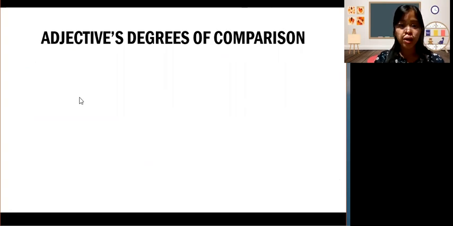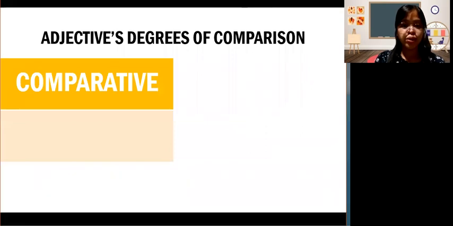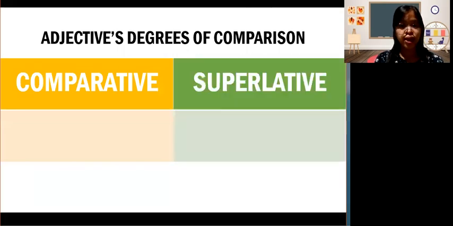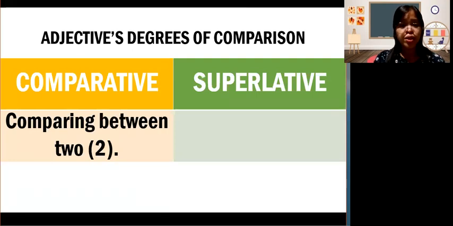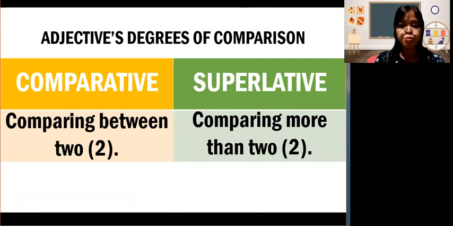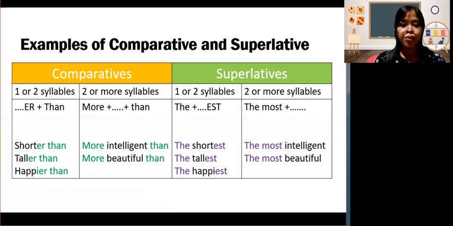Now, since we are talking about comparing and contrasting, we will try to review the adjectives degree of comparison. So we have the comparative and superlative. When we say comparative, we compare two things or two persons, comparing between two. When we say superlative, comparing more than two. Okay, so we have steps. Examples of comparative and superlative.